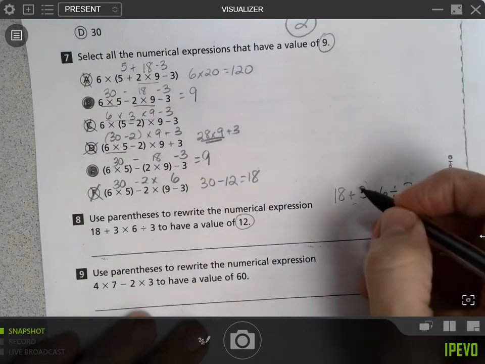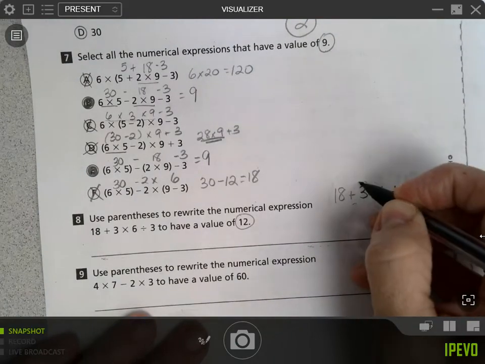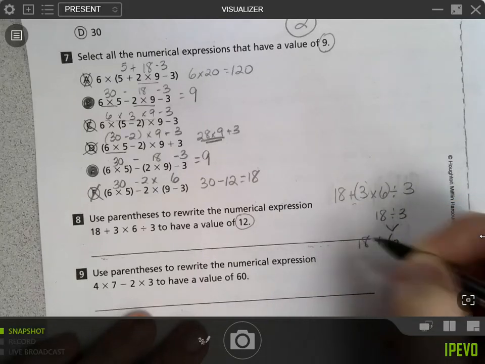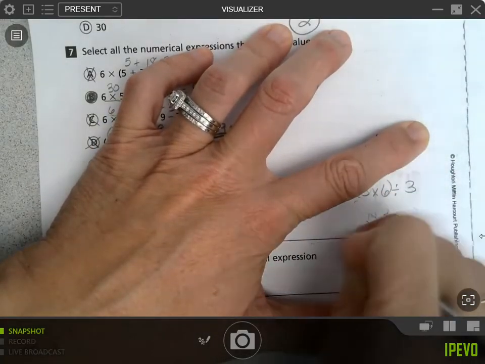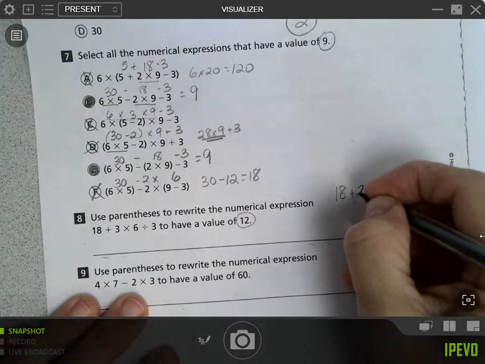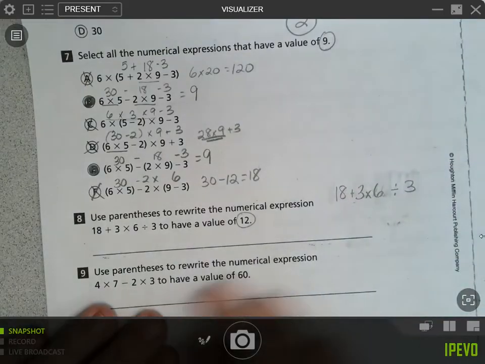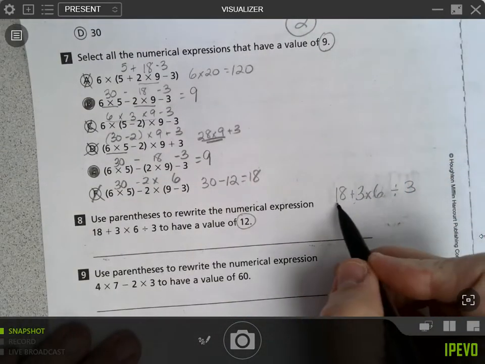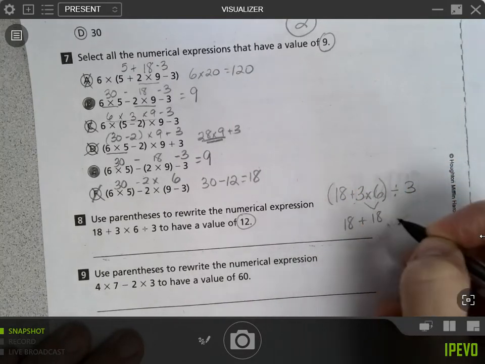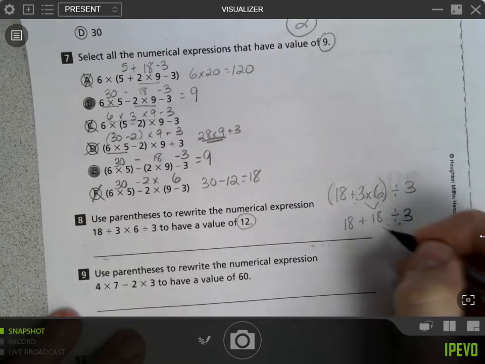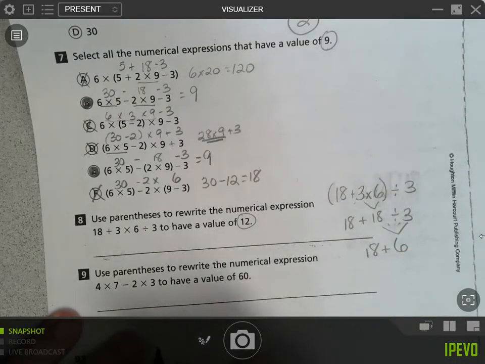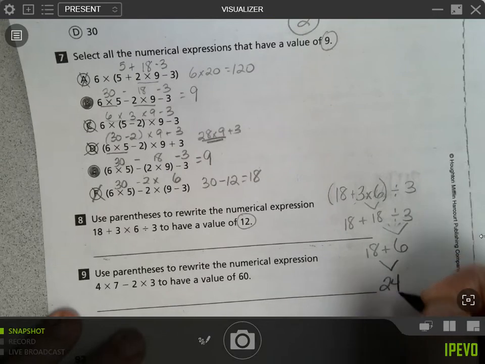What if I did 6 times 3? That's 18 divided by 3. That's going to give me back to 6 plus 18. Too much, right? So I've tried all of the pairs of numbers. That tells me that there's probably going to be 3 numbers together. So I'm going to start at the front. Now instead of just the first 2, I'm going to do the first 3. So I'll do 18 plus 18 divided by 3. I'll go to the end. 18 divided by 3 is 6 plus 18. That gives me 24.